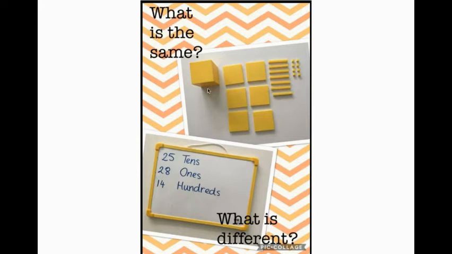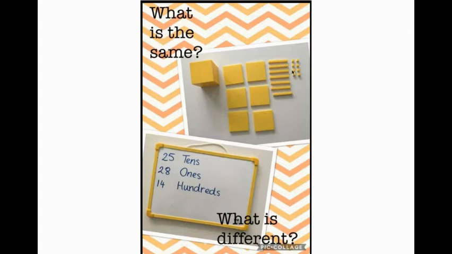I see a 1,000 cube. I see 6 flats. I see 1, 2, 3, 4, 5, 6, 7 tens. And I see 8 units. And then I want you to write this down: 25 tens, 28 ones, and 14 hundreds. And I want you to think to yourself, what's the same here?